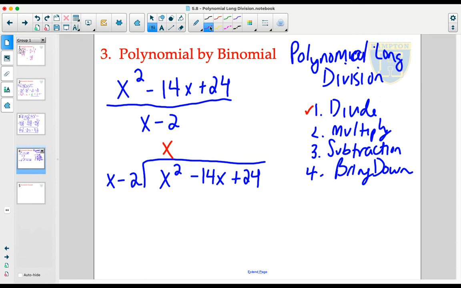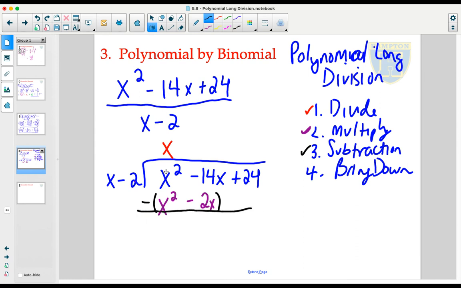We follow that division step with a multiplication step. And that multiplication step takes that part of the quotient, the x, and multiplies it by the divisor. X times x is x squared. X times negative 2 is negative 2x. That was the multiplication step. We then move to the subtraction step. The subtraction step tells me to subtract those two terms that I just created from the multiplication step from the original polynomial.